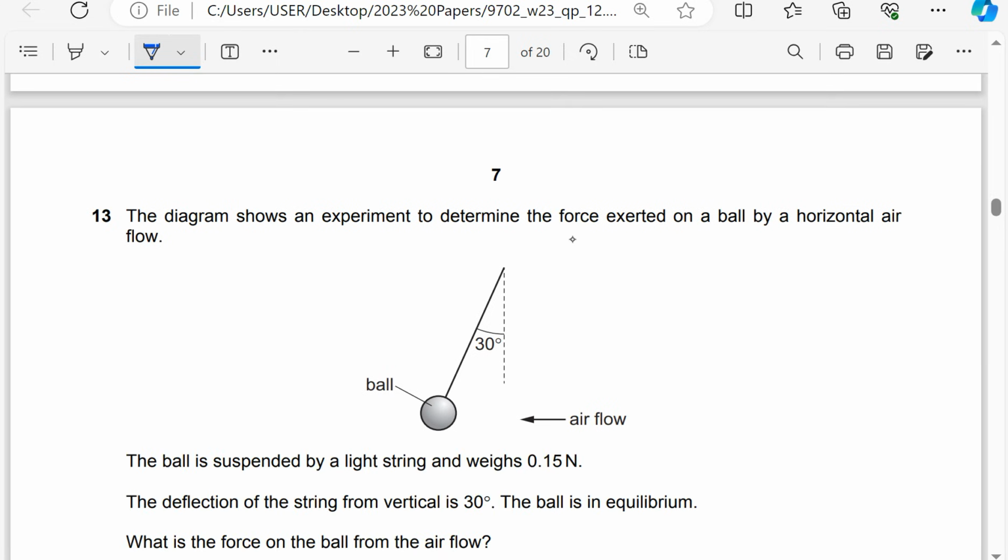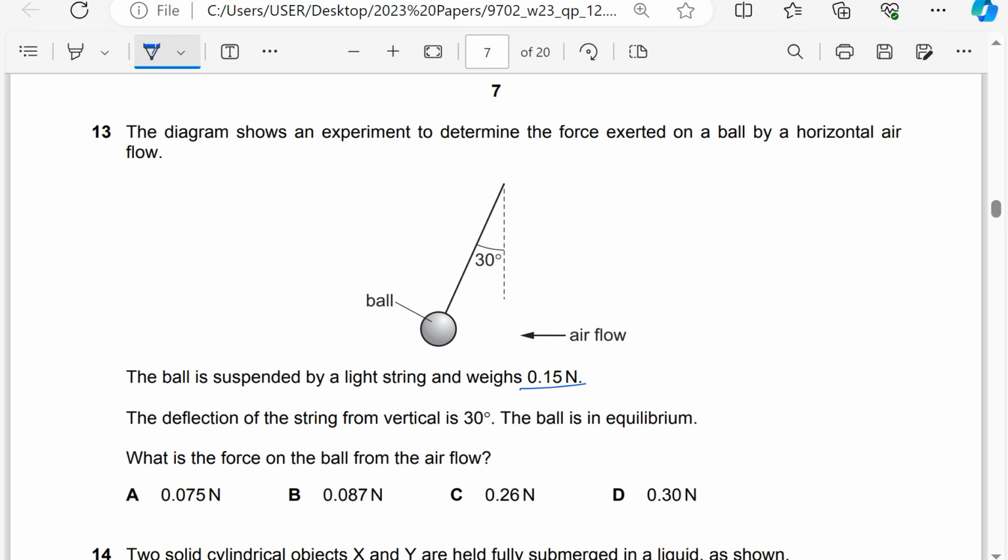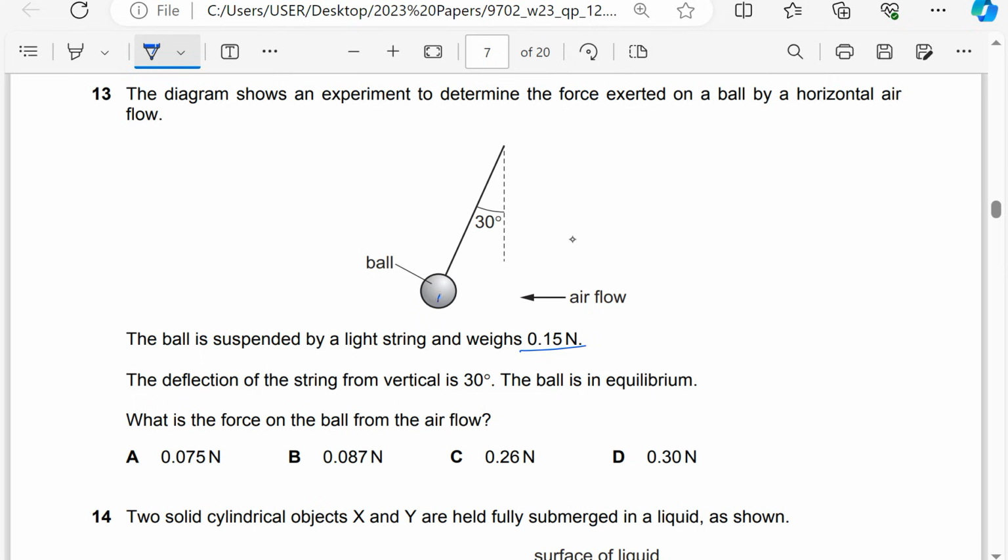The diagram shows an experiment to determine the force exerted on a ball by a horizontal airflow. The ball is suspended by a light string and the weight is 0.15 newtons. So this one has weight downwards, and if the air flows in that direction, there is tension, which I will call T. The tension has a component in the horizontal which is balancing the airflow if it is in equilibrium. So the component of the tension in the horizontal must balance the airflow. What is the force on the ball from the airflow?